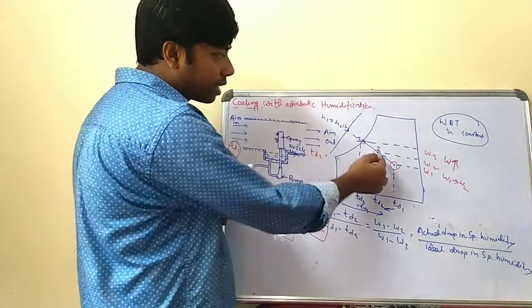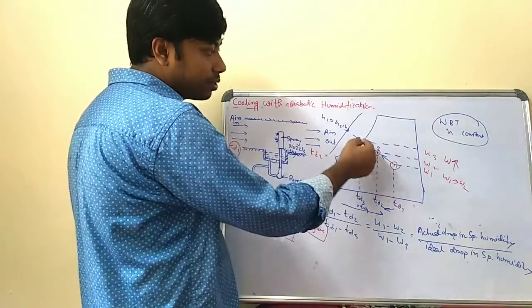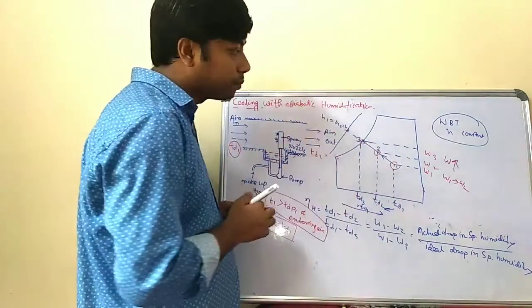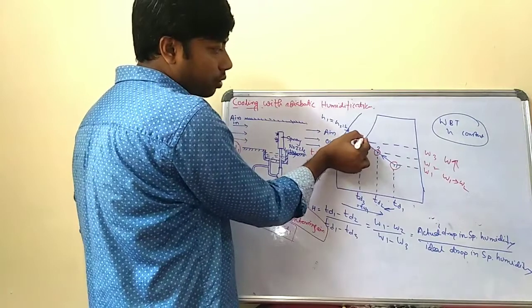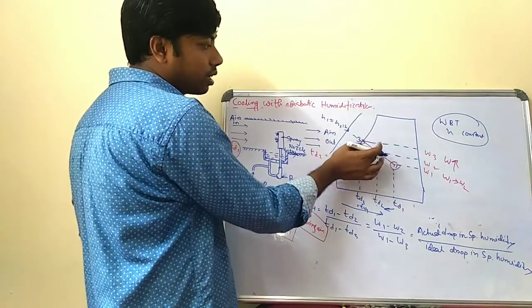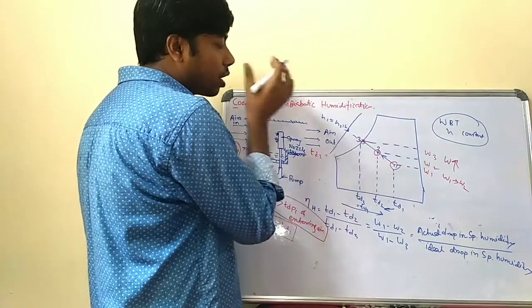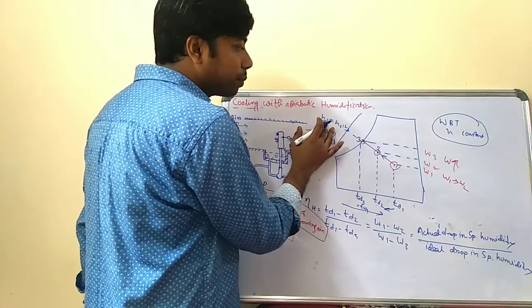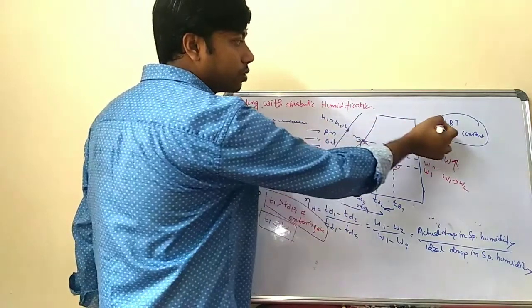And one more point: this inclined line indicates the wet bulb temperature. If you draw the enthalpy line, H1 is equal to H2, which is equal to H3. So in the cooling and adiabatic humidification process, enthalpy is constant as well as wet bulb temperature.